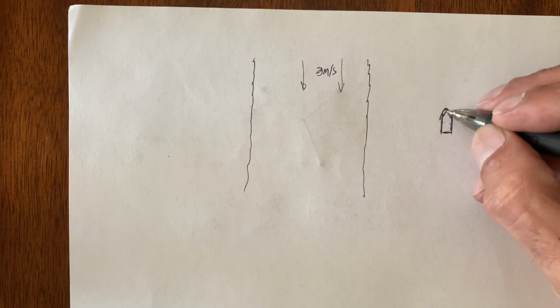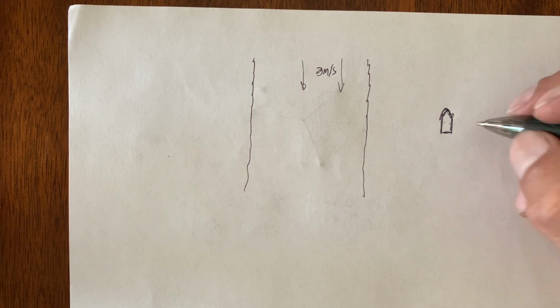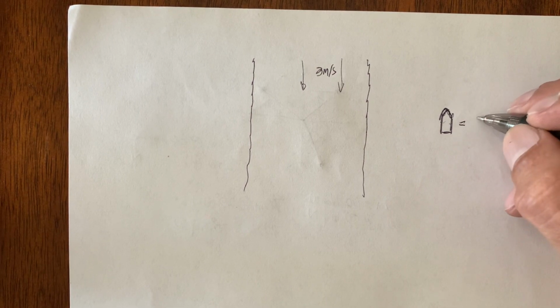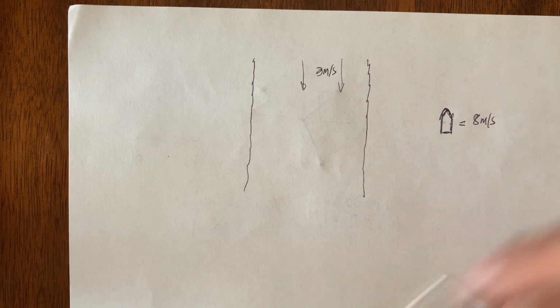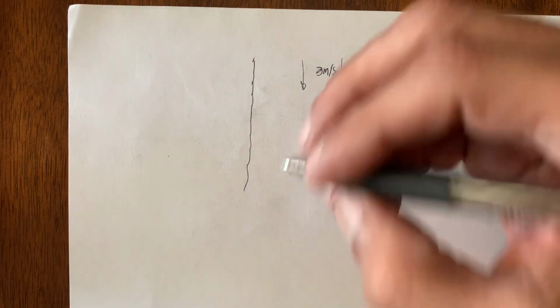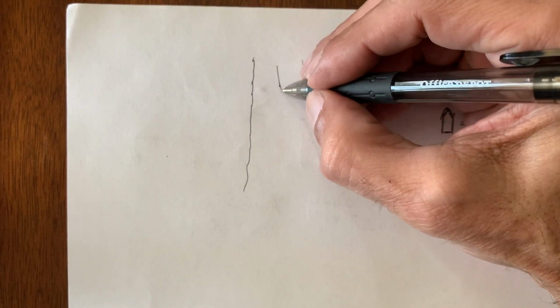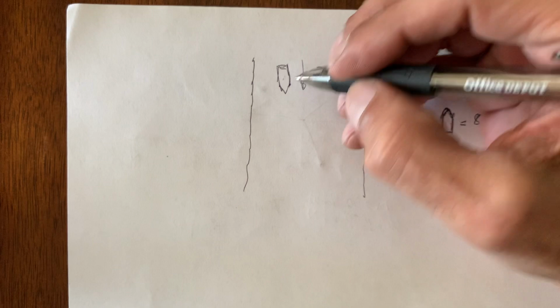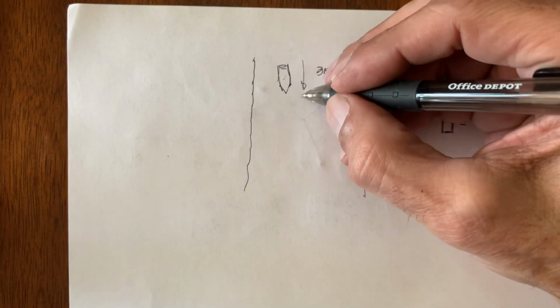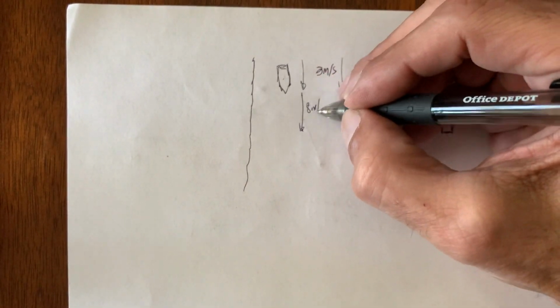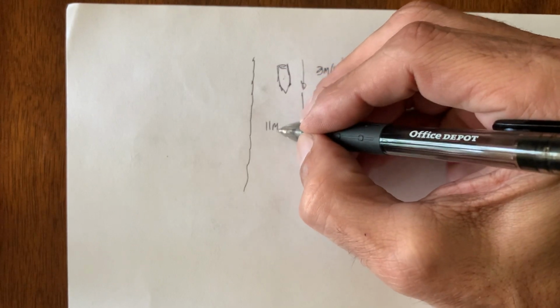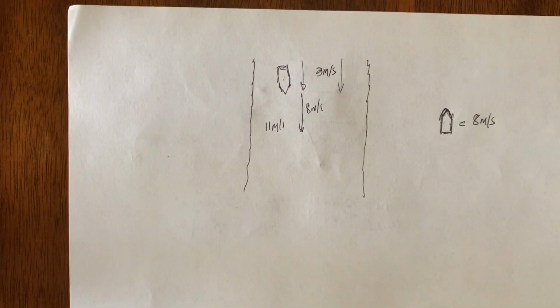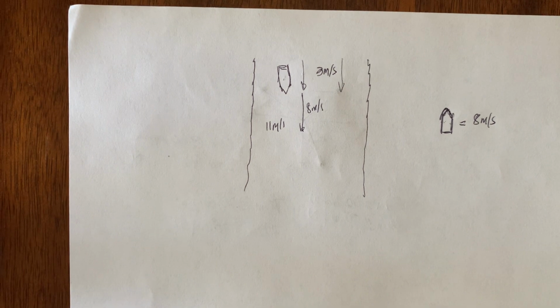When there's no current or anything like that, your boat is able to go at, say, 8 meters per second. That's your top speed. Okay? So now, if you were going down this way, and you were going at your full speed, you'd have the 3 meters per second plus your 8 meters per second, and you'd end up going at 11 meters per second. That's kind of easy to see. Same thing like we did with relative velocities earlier on in the course.